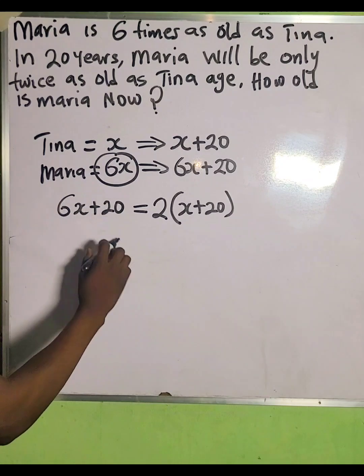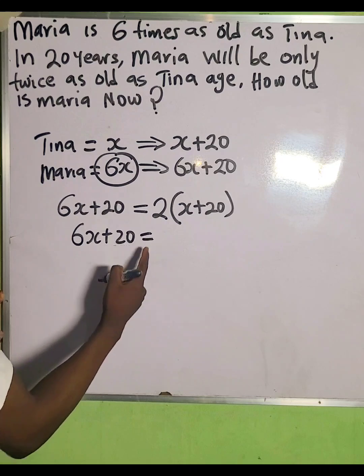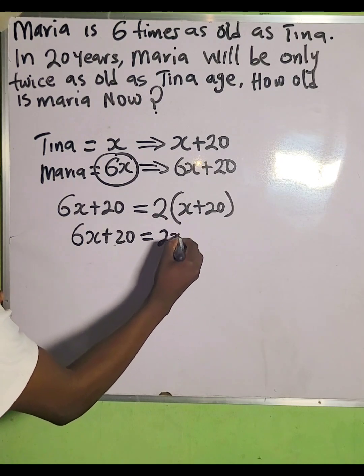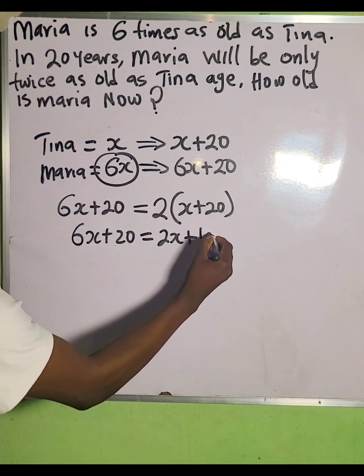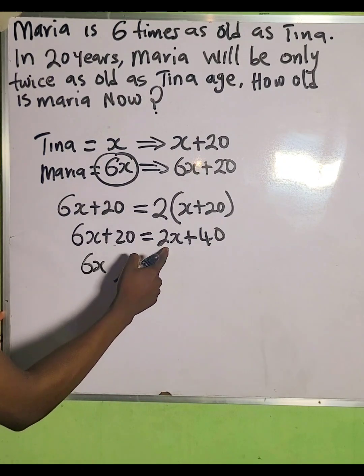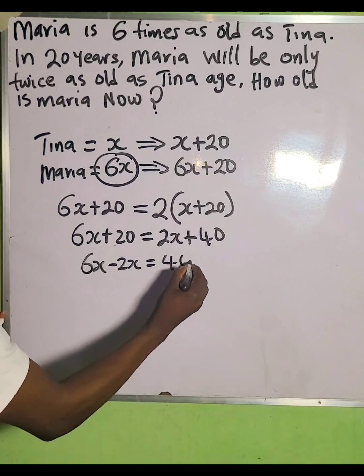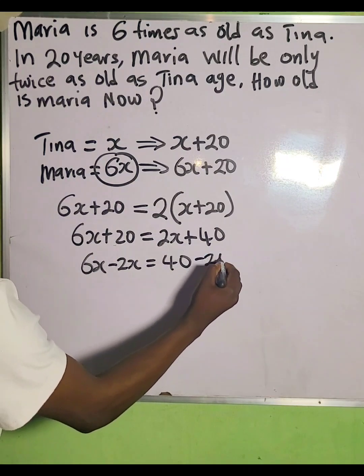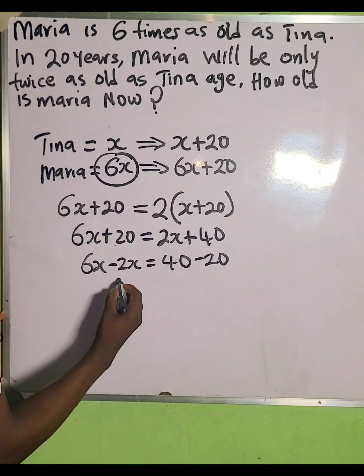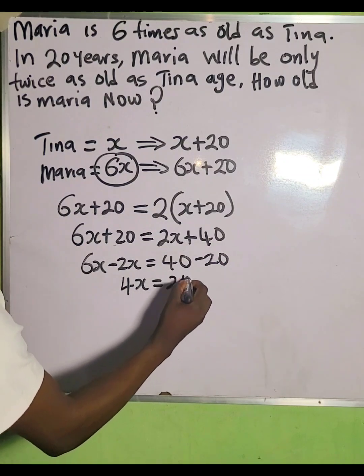So to calculate the value of x from here, this is going to be 6x plus 20 equal to 2 times x, which is going to give us 2x, plus 2 times 20, which is 40. Now we combine the like terms. Here is 6x. When we bring this 2x to the left hand side, it becomes 6x minus 2x. Take this 20 to the right hand side, it becomes negative 20. 6x minus 2x is going to be 4x, which is equal to 40 minus 20, which is going to be 20.